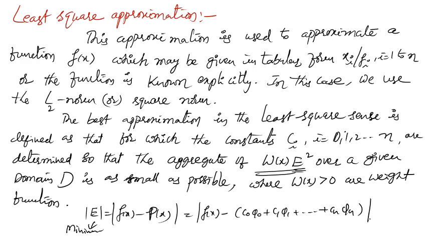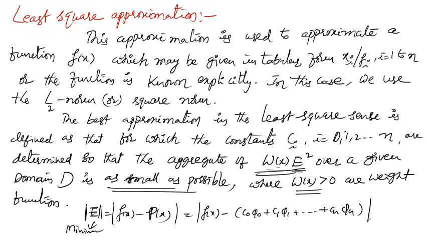E square means error square. I have to take the square of this error. The square of the error should be as small as possible, it must be minimum. Where w of x, the weight function, is multiplied with this e square. Mostly one can take w of x as 1 if it is not given in the problem. Okay, this is least square approximation.